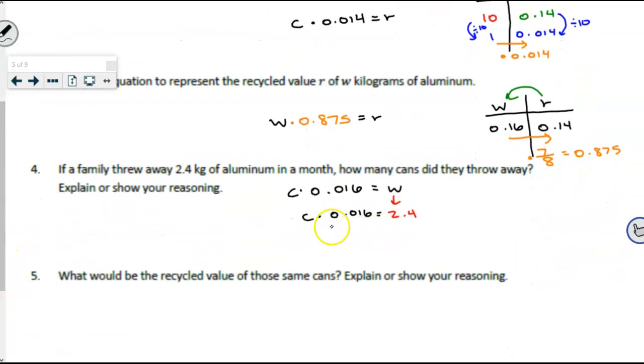And just like before, we can see that C is being multiplied. I'm going to undo that multiplication with division. Whatever I do to one side, I need to make sure I do to the other side. So I have C is equal to, and again, your calculators are going to be helpful here, 2.4 divided by 0.016. Whoever has that, let me know. Oh, you're going to make me calculate it myself, aren't you? 2.4 divided by 0.016.